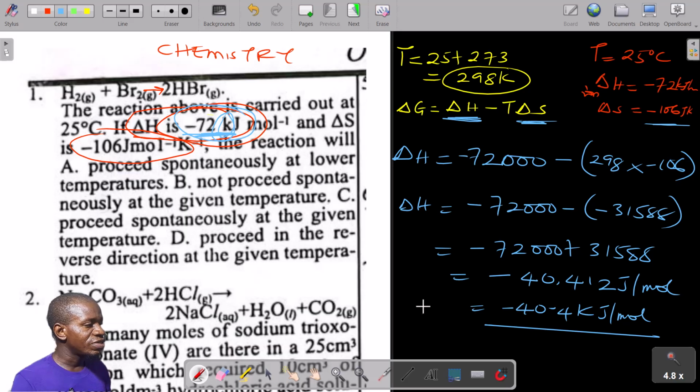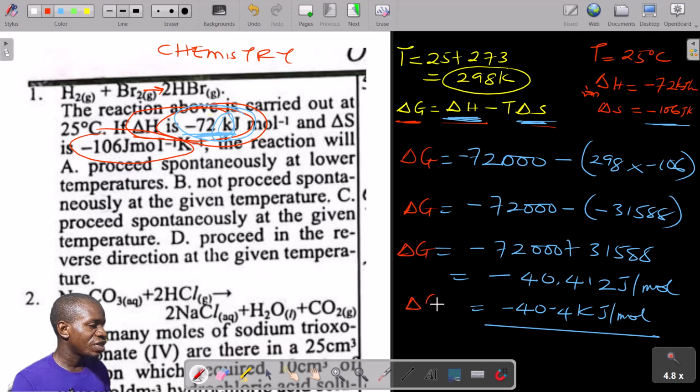So if you look at this now, what exactly are we having here? Why am I even writing delta H? Please correct this. This is not delta H. What I'm supposed to write here is delta G, because according to the formula, I have delta G equal to delta H minus T delta S. So I'm going to have delta G here.